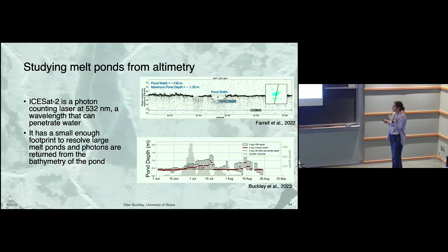And so what we did here was we created that algorithm and looked at pond depth evolution over the summer. And these are our results, looking at pond depth increasing and then some pond drainage, and then increasing again and becoming more variable throughout the summer.